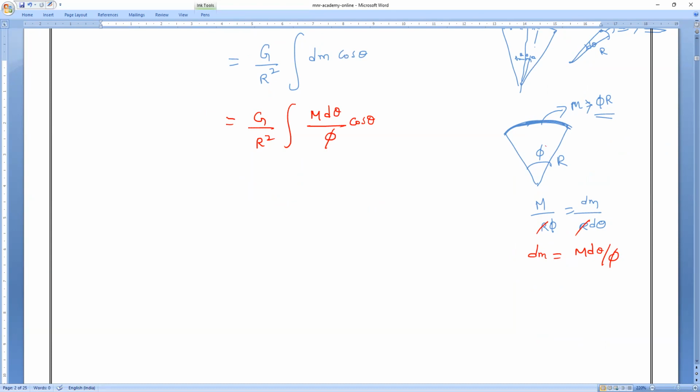Clear? Then this pi value, is it changing? Pi value remains constant, so I will keep it outside. Mass also remains constant. I'll keep it outside. So what is that, everybody? GM divided by pi r square, integration of cos theta d theta.